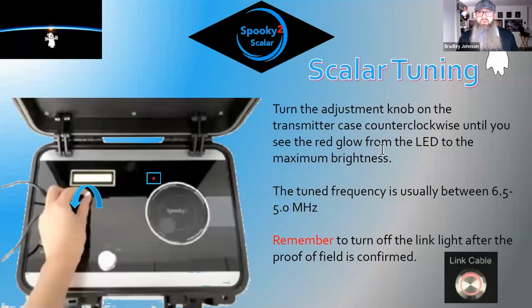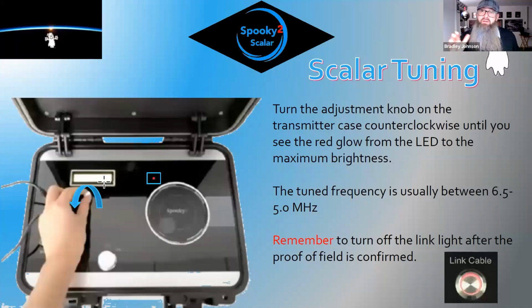Okay. So when you first turn this on, again, as I mentioned, this little LED won't be illuminated. But as you turn that knob counterclockwise, it's originally going to light up and start at 8 megahertz. The more you tune it, right around the 6.5 all the way down to about the 4.8 mark, this light will start glowing and get incredibly bright. Once it hits its brightest point, stop tuning it.